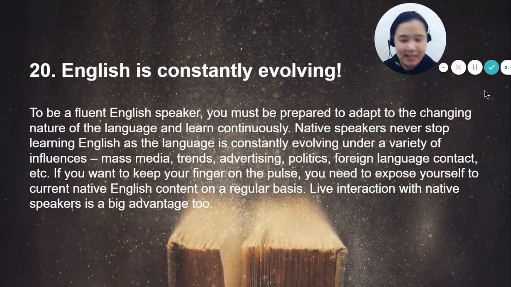Tip 20. English is constantly evolving. To be a fluent English speaker, you must be prepared to adapt to the ever changing nature of the language and, of course, to learn continuously. Native speakers never stop learning English as the language is constantly evolving under a variety of influences. So we have mass media, we have the trends, we have advertising, politics, foreign language contacts, and many more.